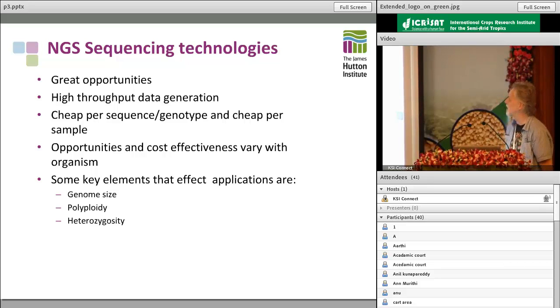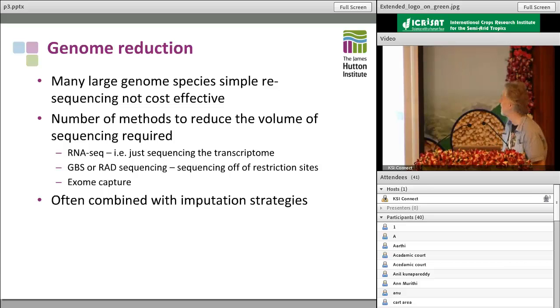Originally, when we were just wanting to look at a few samples, doing RNA-seq, just sequencing the transcriptome, is one method of genome reduction. You've heard about GBS or alternatively RAD sequencing, where you're sequencing off of restriction sites. Or again, you can use exome capture. And these things are often combined with imputation strategies. This is really all about the cost-effective use of the technology and the species that you're working with.